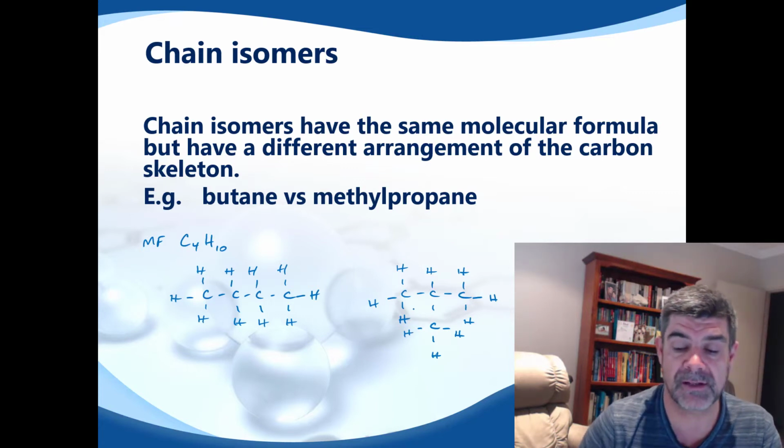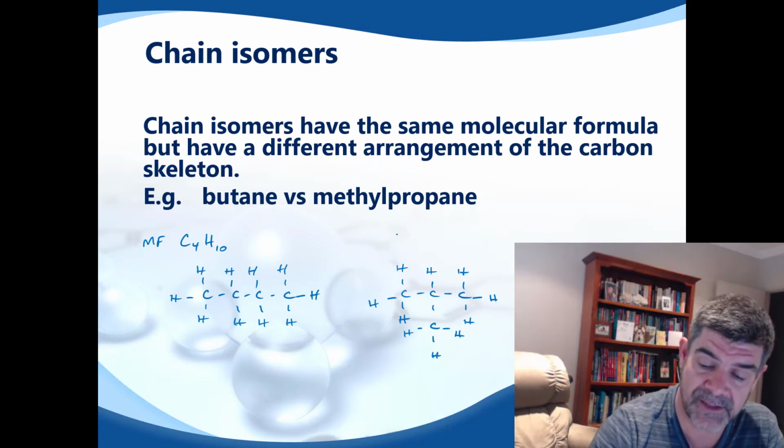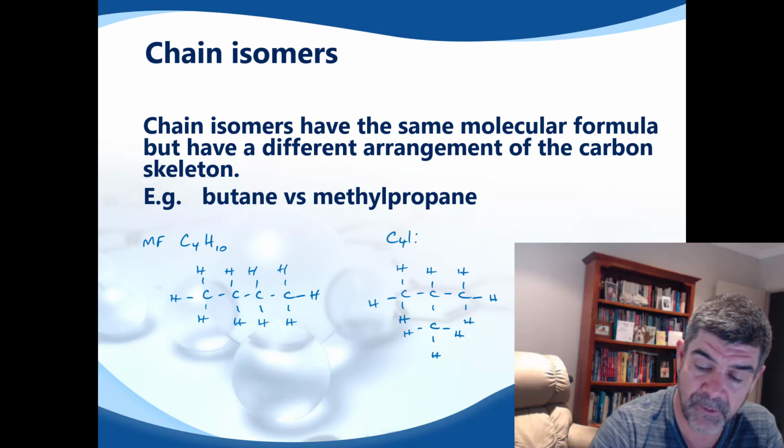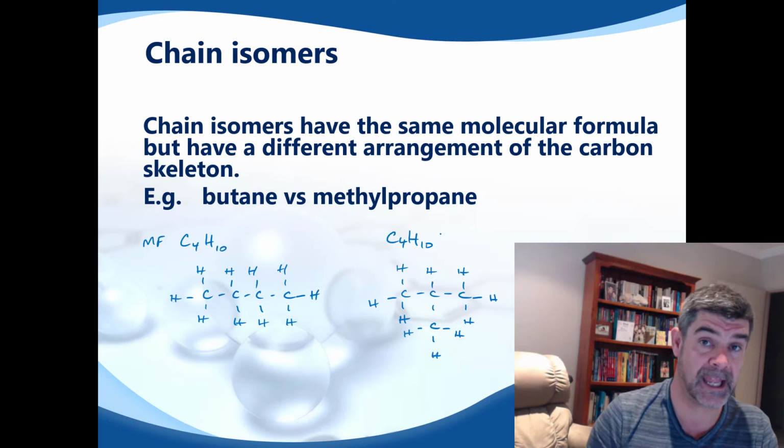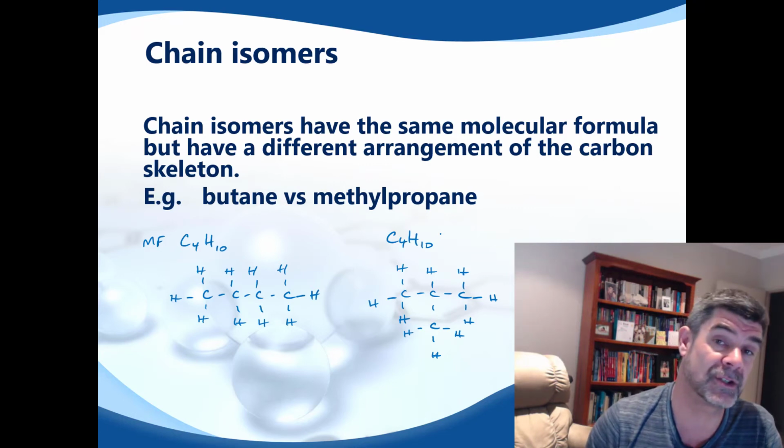But what we've shown is that we've got 2 isomers. They both have the same molecular formula, C4H10, but they have different chain lengths, and so therefore we call these chain isomers.